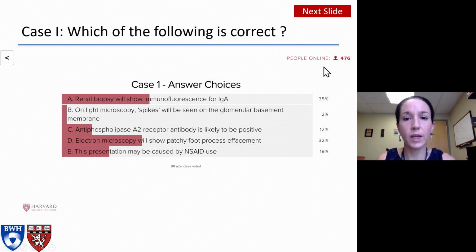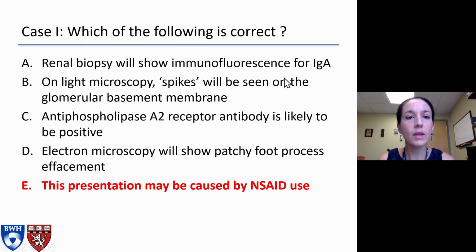Okay, great. We have a lot of answers and some variation in opinion, which is interesting. I'm glad that this has generated a little bit of thought and discussion. So the correct answer actually is that this presentation may be caused by NSAID use. So let's work through the case a little bit.